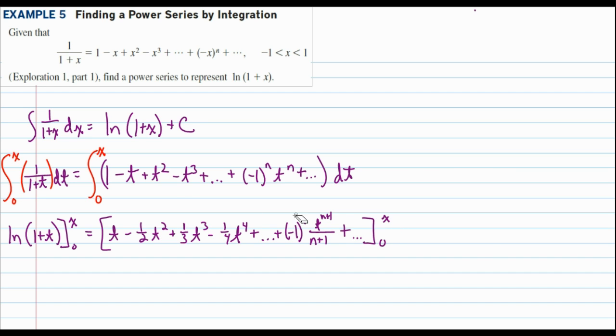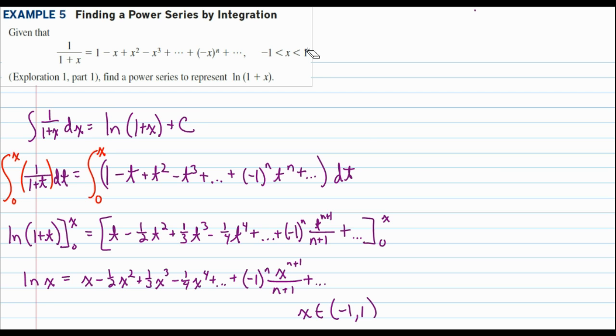Now both sides of this statement, if you plug in 0, you get 0, so I really don't have to worry about that in doing the Fundamental Theorem part 2. I just have the natural log of 1 plus x on the left and its power series on the right by integrating the original statement I was given. Now the interval of convergence is going to stay the same. We didn't really change that at all in the integration process.